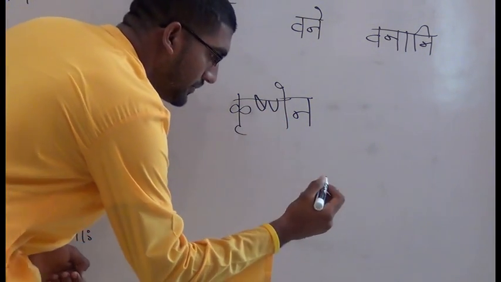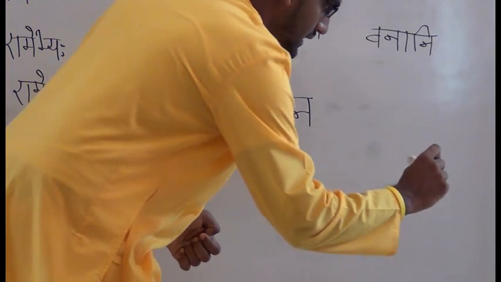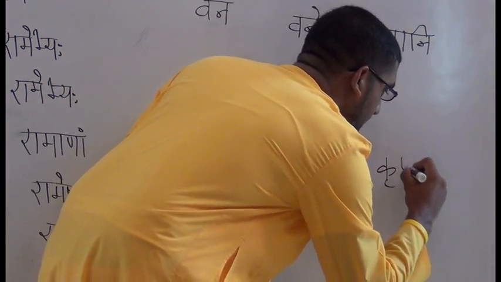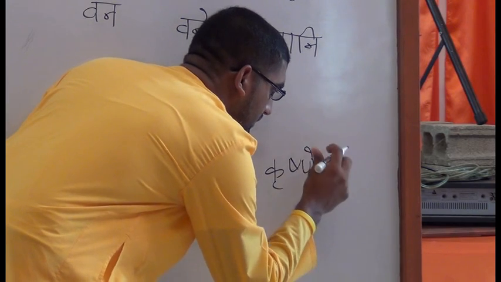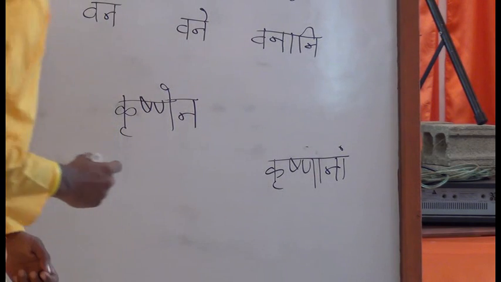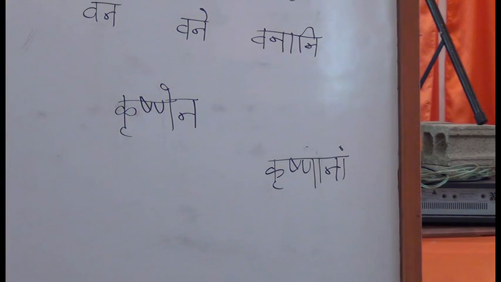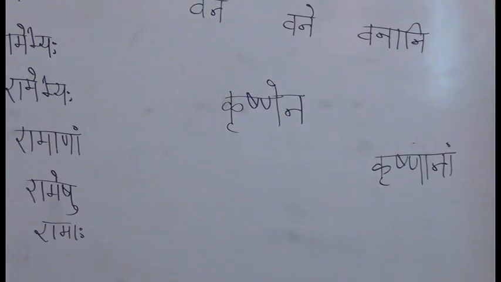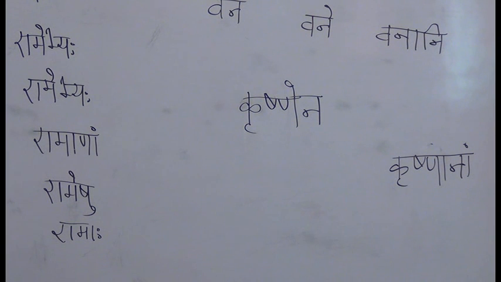So, the sixth case plural, Krishna, Krishna, na. Okay? This wouldn't change. The homework I give you, you have to sit and think about it. I don't give straightforward homework. That's too easy.